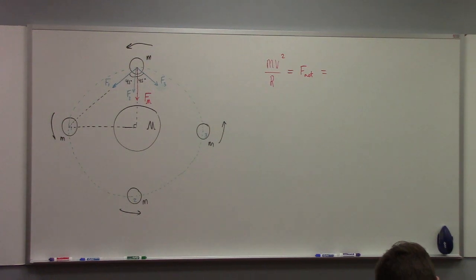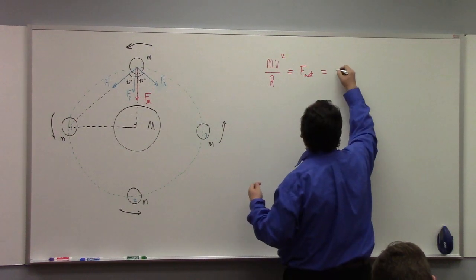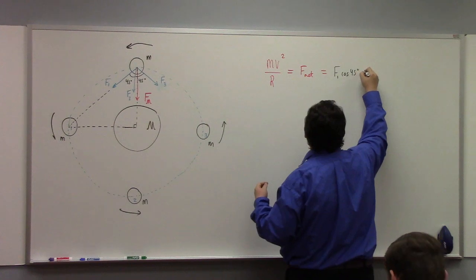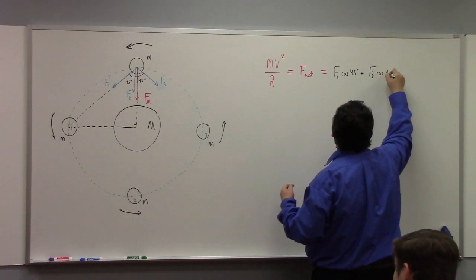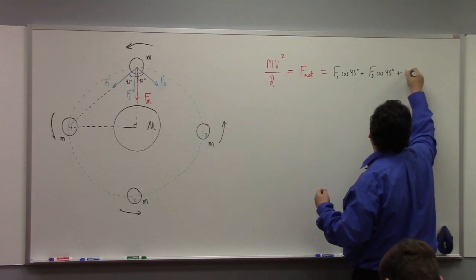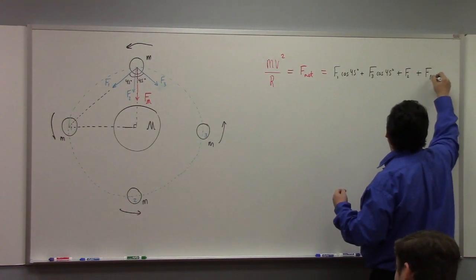And the horizontal part of the gravitational force in my picture, that's going to cancel, right? The left and the right components are going to cancel. We just need to worry about the center seeking part. So how do I figure that? So I've got F1 cosine 45 plus F3 cosine 45, and plus F2, and then of course plus the gravitational force from M.